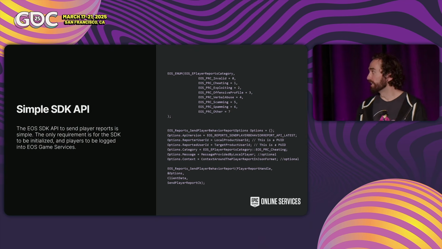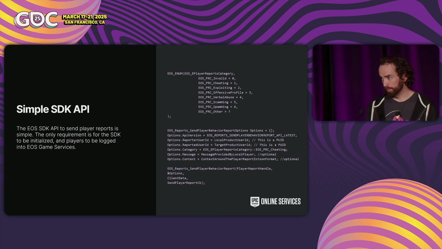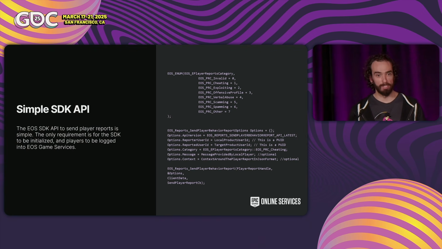SDK integration is straightforward. There's one API function, send player behavior reports. Let's go through the list of parameters that you'll need to pass. The first one, API version, as mentioned earlier, pretty standard in most SDK functions. Reporter user ID, this is the local PUID of the player sending the report. Reported user ID, this is the PUID of the player being reported.